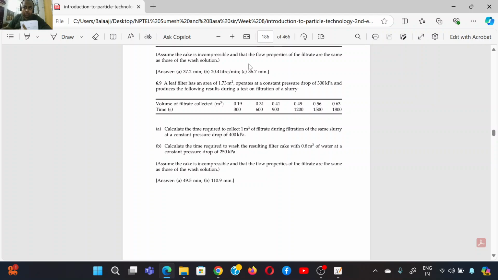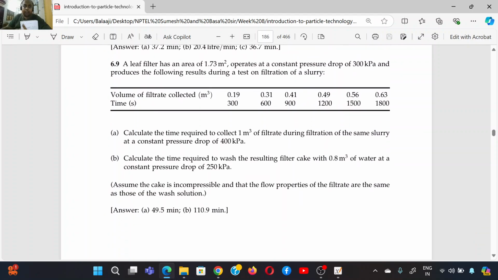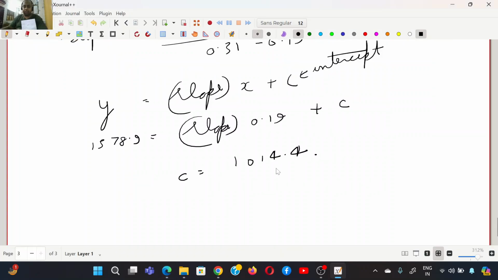Yeah, see this question. 6.9. A leaf filter has an area of 1.73 meters square. Same question. And the answer also they've given. It is 49.5 minutes. This is what they've asked you to calculate. So I'm giving you the answer. This is the answer, you can write it down. 49.5 minutes for the first part.